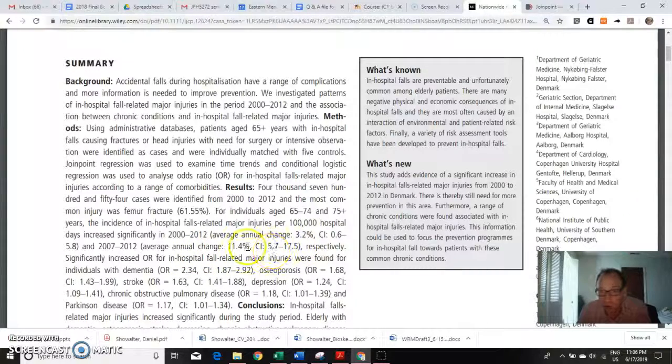And then if you look at the more recent years, 2007 to 2012, that average change is a lot higher, somewhere between 5 and 18% per year. They do discuss that this could be because maybe only the more brittle patients are now coming to the hospital for various reasons. Still, we are seeing that this is an increasing problem in Denmark, and then we might want to look at whether or not this would generalize to hospitals in the US.